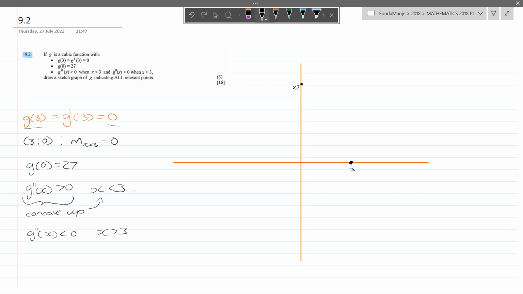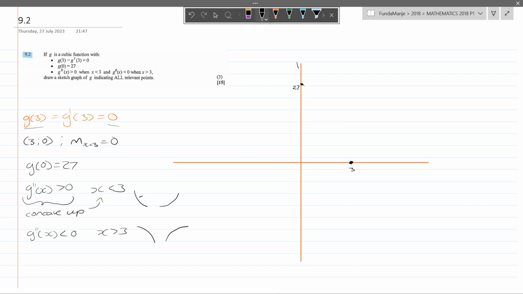Because we know concave up is something like this or like this, and concave down is either like that or like that. This is concave up, that's concave down. This is when x is greater than 3. So if they're saying on this side we have concave up, then it's going to be this one over here, because we're going from a high value to a low value and it's concave up. Therefore, it's this kind of shape that you want to draw.